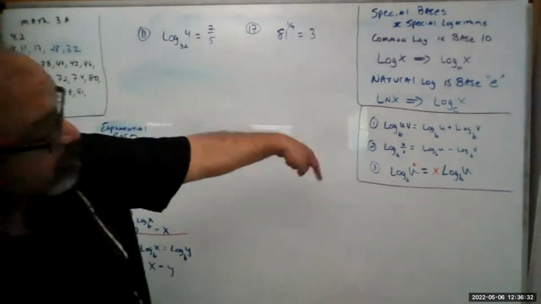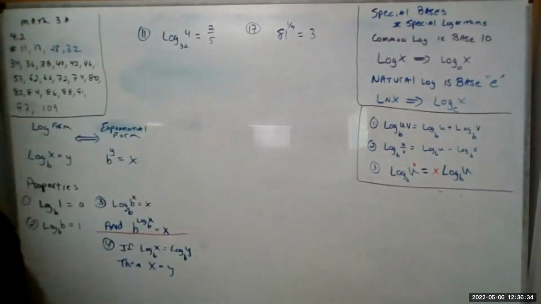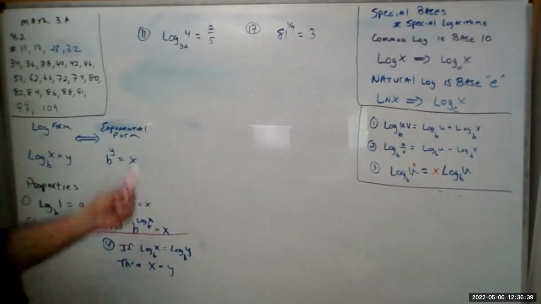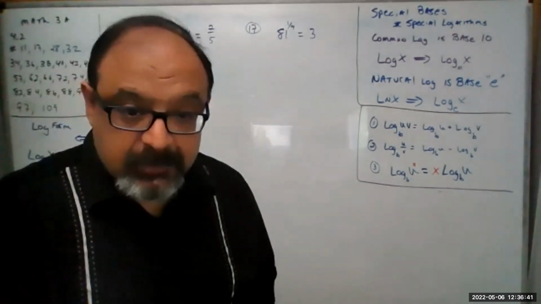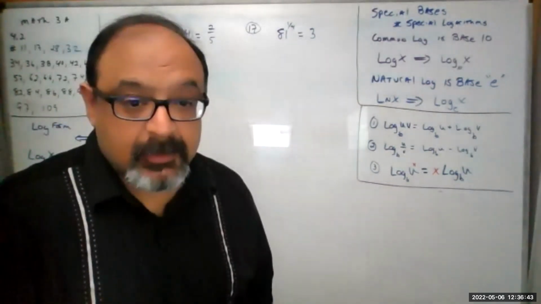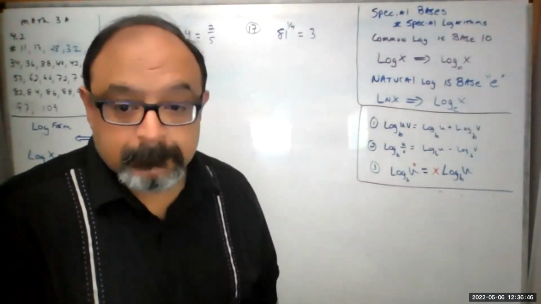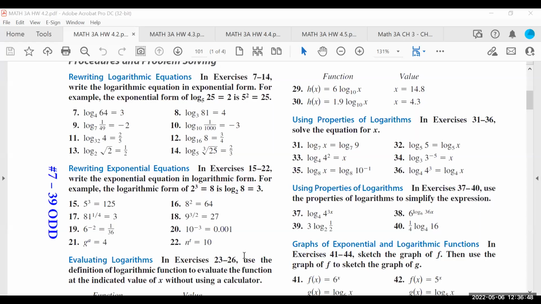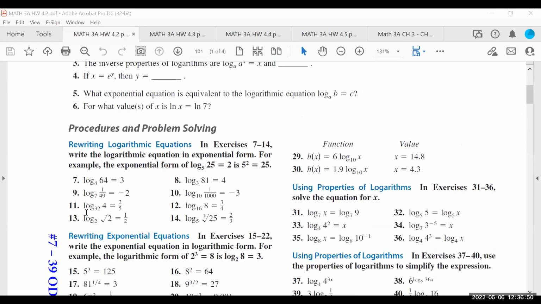Now, we'll talk about those other things as we continue into 4.3 and 4.4. But for right now, number 11, just looking at the homework so you can see exactly what I'm talking about. So 7, 9, 11, 13. On number 11, what they want you to do is take this logarithm form and write it in exponential form. So change it to an exponent.